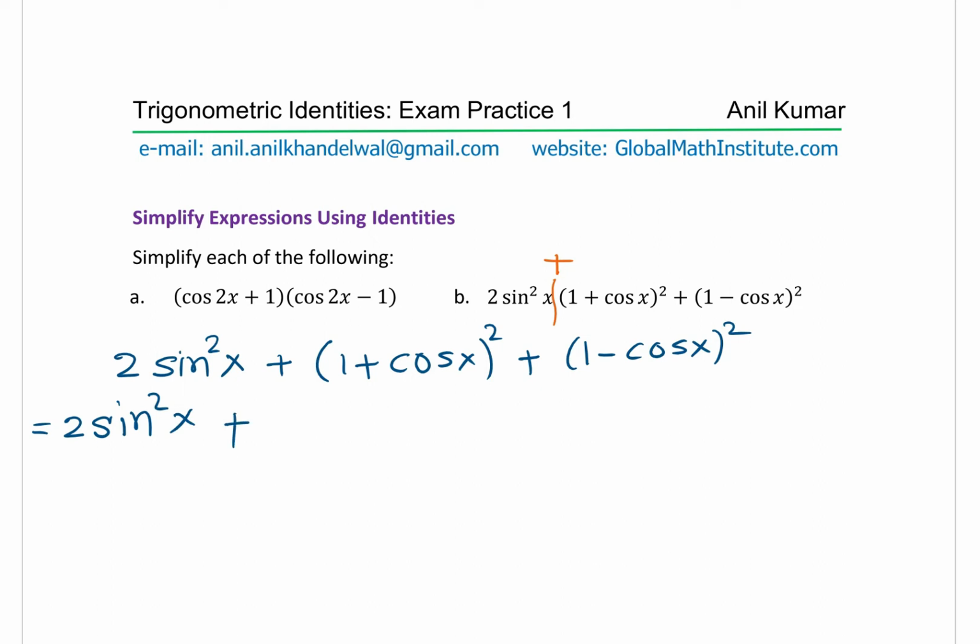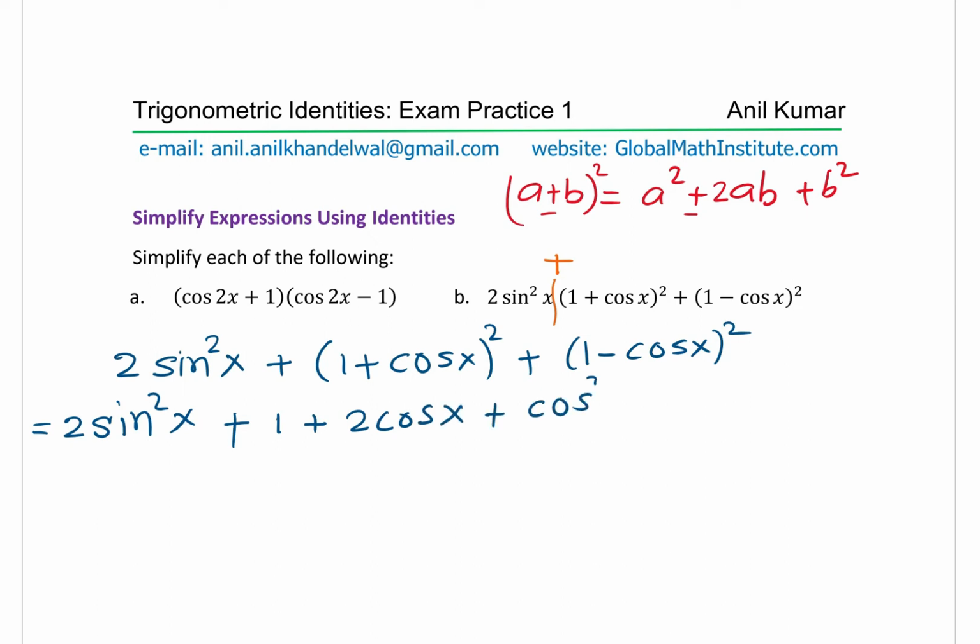So apply the formula a plus b whole square. So let me write down the formula being used here, which is a plus b whole square, which is equal to a square plus 2ab plus b square. And if it is negative, this is negative, correct? So we get 1 plus 2 cos x plus cos square x. And here we get plus 1 minus 2 cos x plus cos square x.